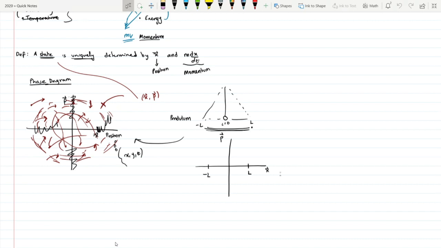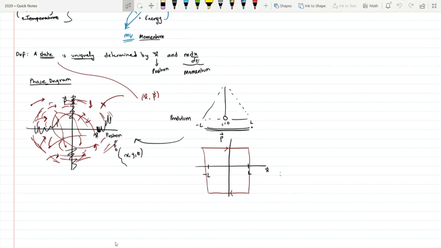So now look, when it's at minus L, the momentum carries it towards L. And when it's at L, the momentum carries it towards minus L. So I can draw the phase diagram like this. Does everyone agree? Right? That's how simply the pendulum looks.